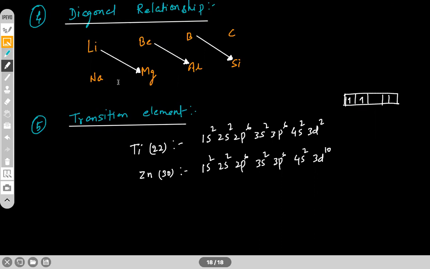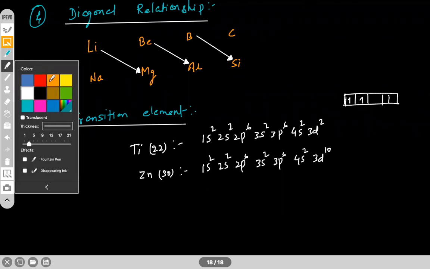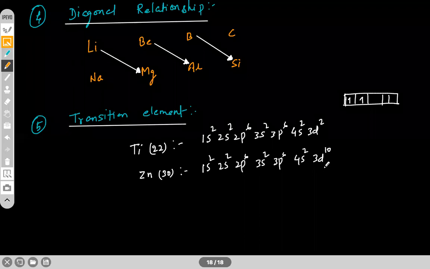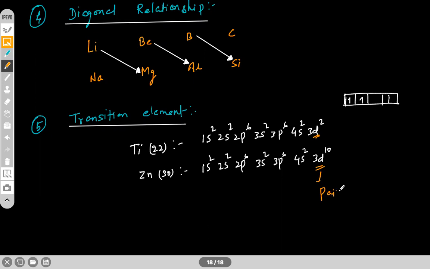So the transition element definition is what? D block elements which have unpaired d electrons in their ground state or excited state, right? You see in zinc, we are talking about d electrons here, these electrons are paired. This one is not paired.